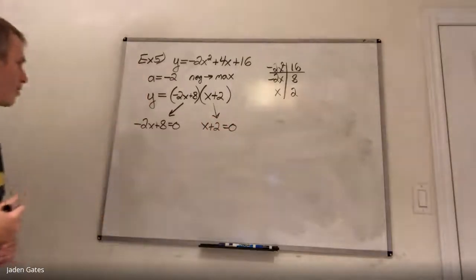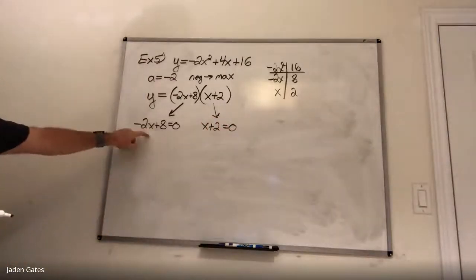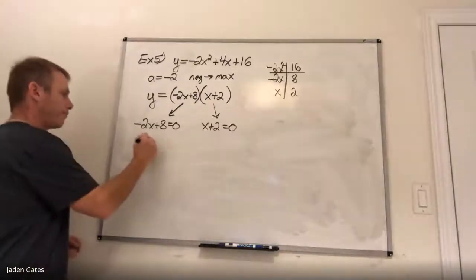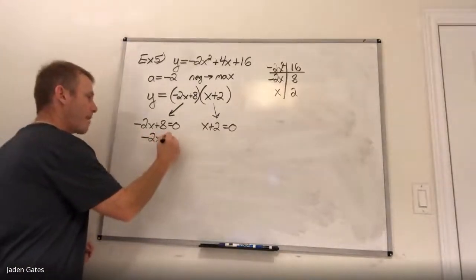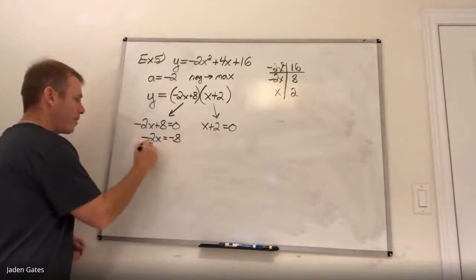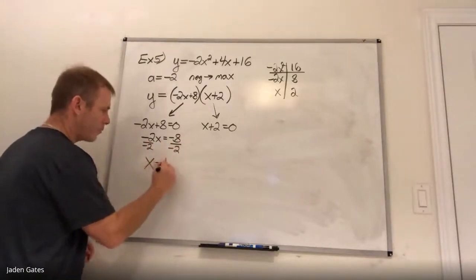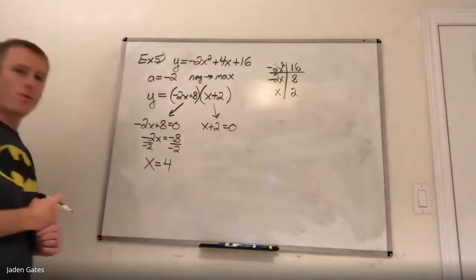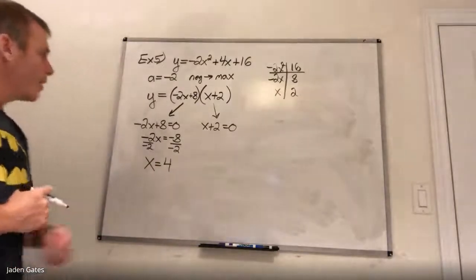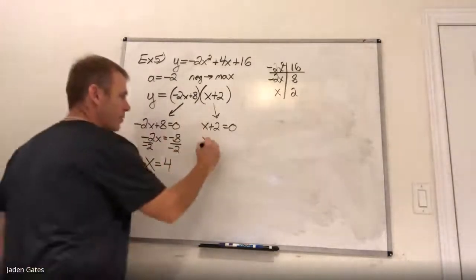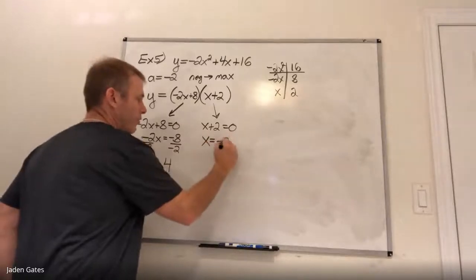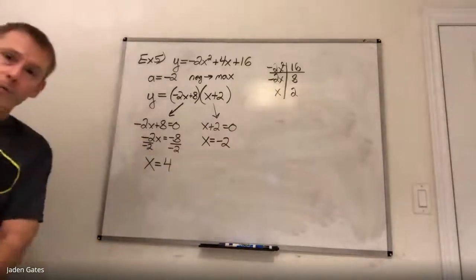All right, so let's see what we get here. Solving the first piece, move the 8 over. I get a negative 8. Divide by my numerical coefficient. I get x equals 4. So that is one of my x-intercepts. All right, the other one, I get x equals, I just bring the 2 over, and I get negative 2. All right, so there's my 2 x-intercepts.